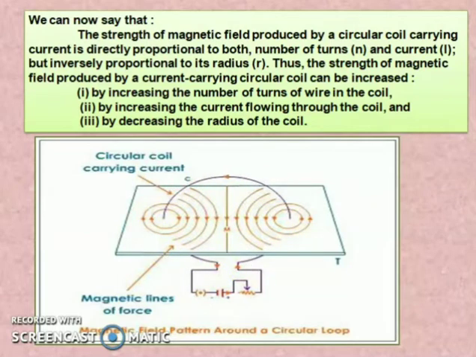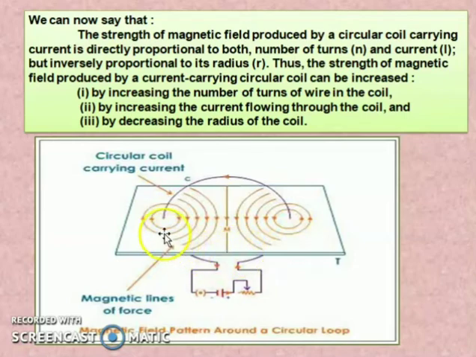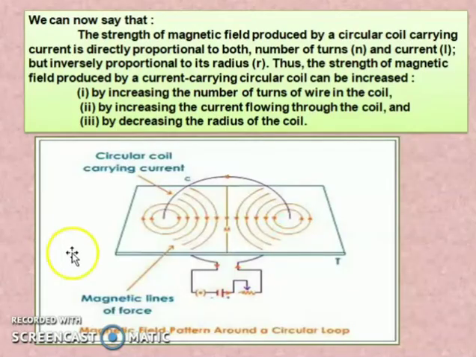In this one we have taken a thin cardboard sheet. The circular wire is fixed on the thin cardboard sheet. So the pattern of the magnetic field due to the current carrying loop is shown in the figure. You can see the pattern. This is the pattern of a circular loop, and the pattern is in this form.